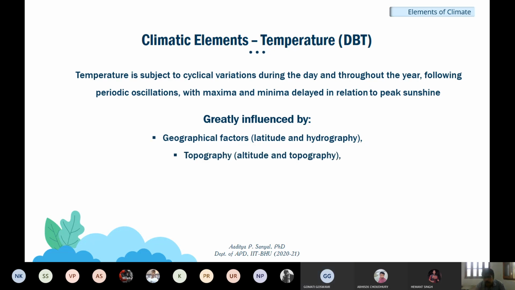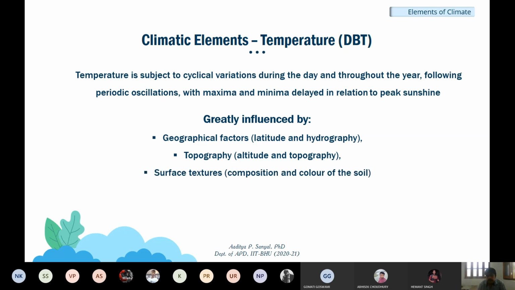The topography, altitude and topography. What is this altitude? For example, at the same latitude level, I have two places, say Chennai and Ooty. Probably they are near the same latitude, Ooty, Coorg or Kodaikanal, but their altitude varies. Kodaikanal, if I remember correctly, is quite high over the mean sea level. So even though they have the same latitude, the topography varies, the altitude varies, and therefore the temperature also starts varying.